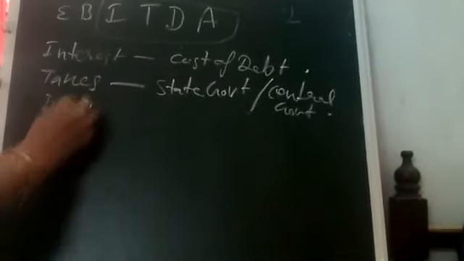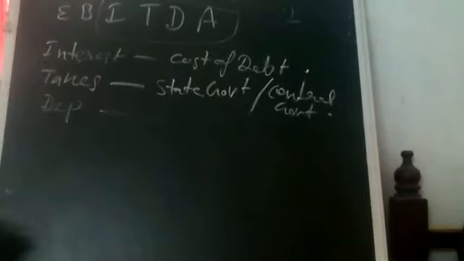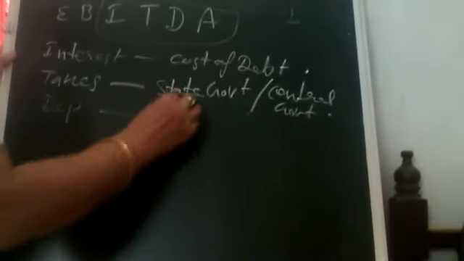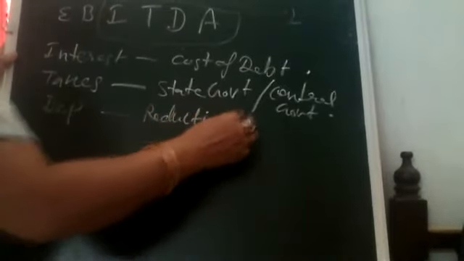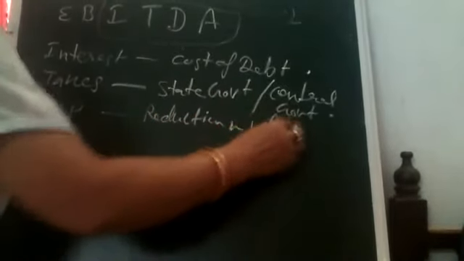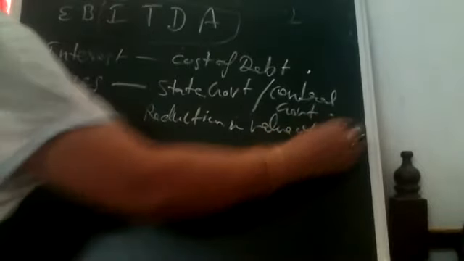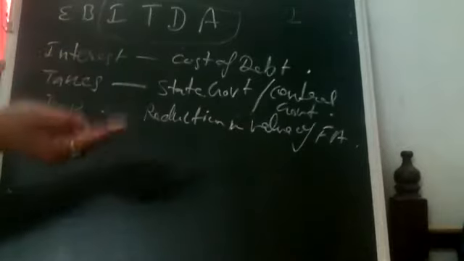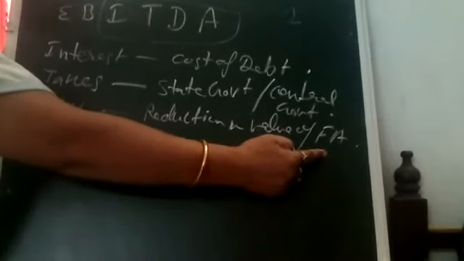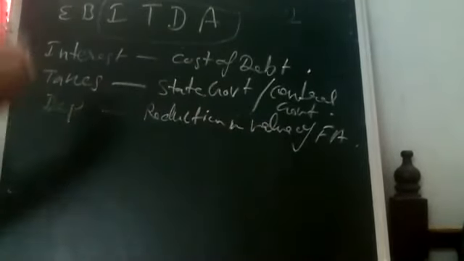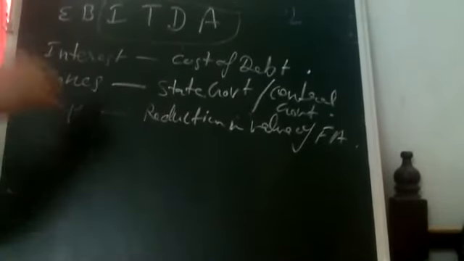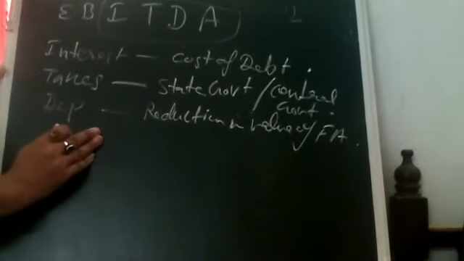Clear? Now, the next step, next is depreciation. What is depreciation? Depreciation is reduction in value of fixed assets. Whatever assets we acquire in business for longer period are called fixed assets, and these assets, during long period, will lose their value.